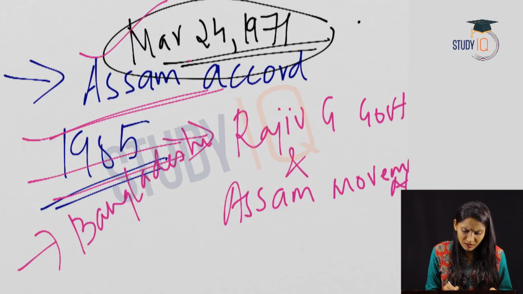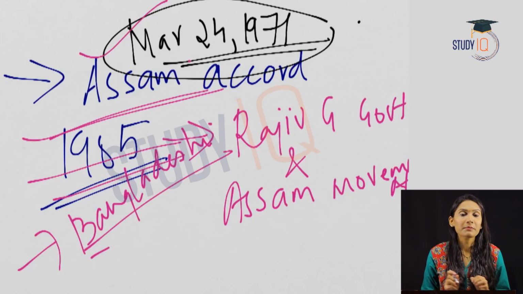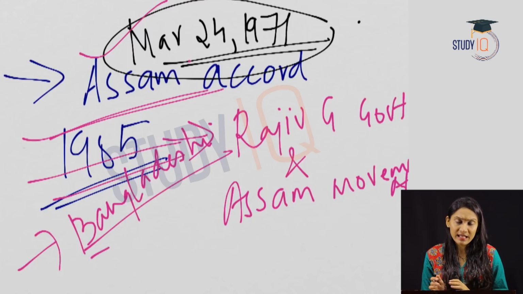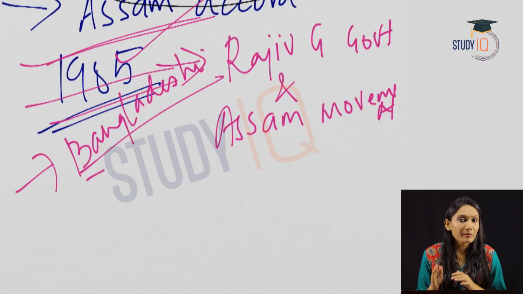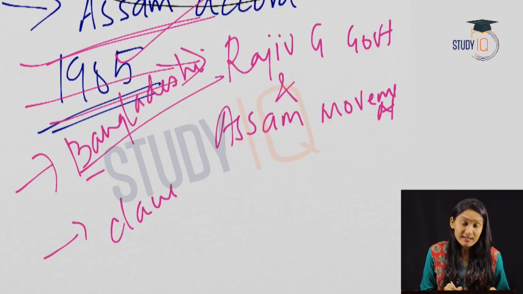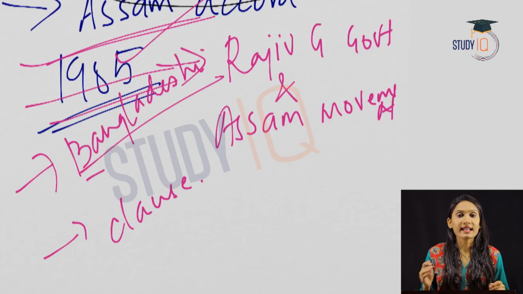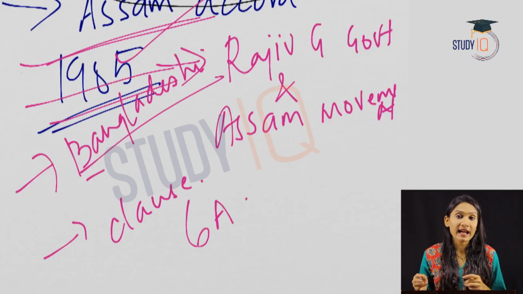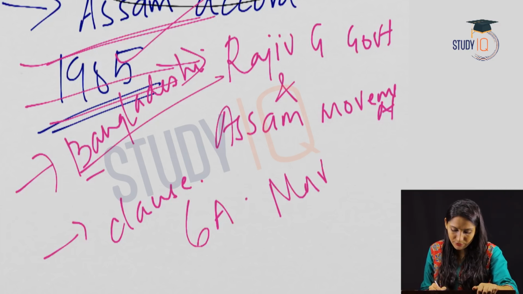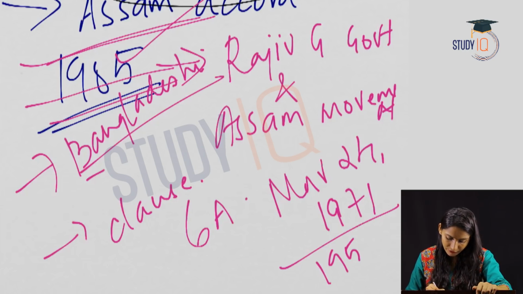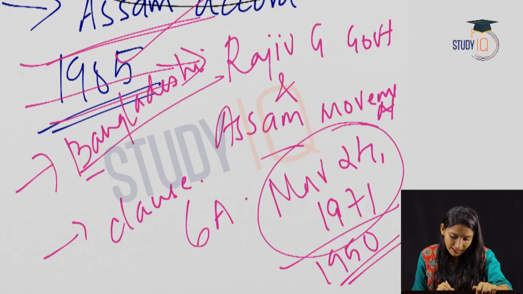So the people who reside in the Brahmaputra valley say that this amendment bill is against the Assam Accord of 1985 and they cannot accept it. One more point you should remember here is that a clause was added in the Citizenship Act of 1955 under section 6A. And what was this clause? According to the clause, the cut-off date for citizenship to migrants in Assam will be March 24, 1971. And for the rest of the country, it will be 1950. So, this was a clause added in the Citizenship Act of 1955.